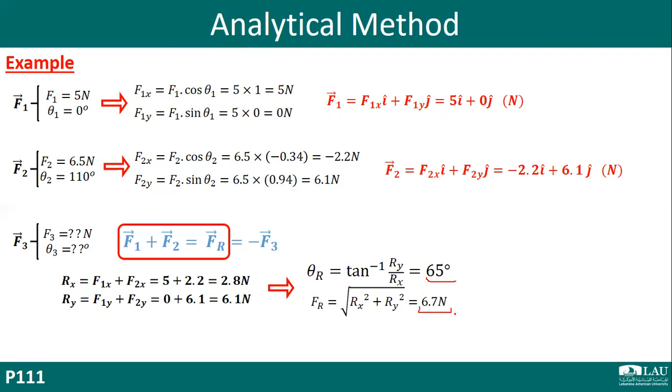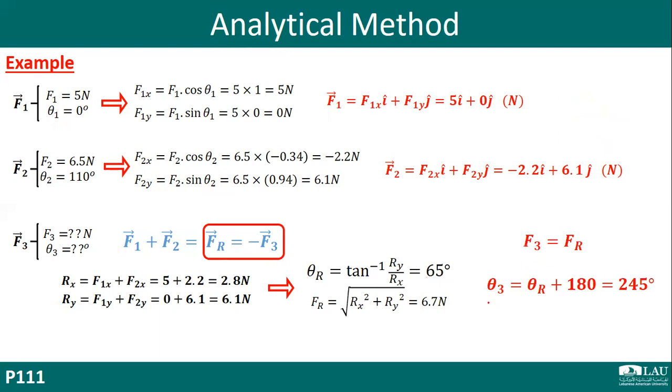So regarding F3, here it's for FR, for the resultant. As you can see, the angle of the resultant should be between the angle of F1 and F2, because it's the diagonal. So if this is F1 and this one is F2, normally the resultant is somewhere here. So that's why we have an angle between 0 and 110.